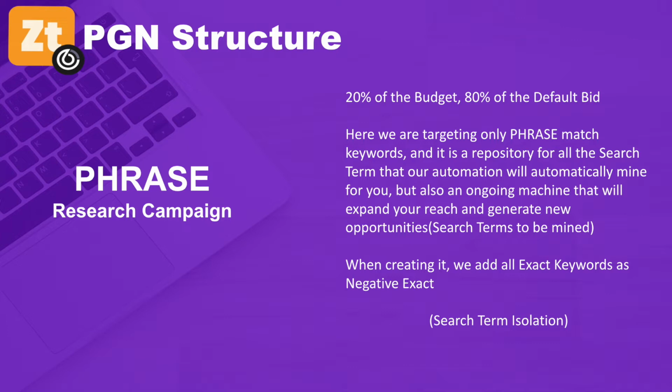It's important to note that when we go about creating a PGN, we will negate all the keywords that you put in exact match. We will negate them away from the phrase campaign in order to avoid search term collision and leverage search term isolation. You want to isolate the exact, phrase, and broad so they do not bid for the same search term in more than one location and more than one campaign.